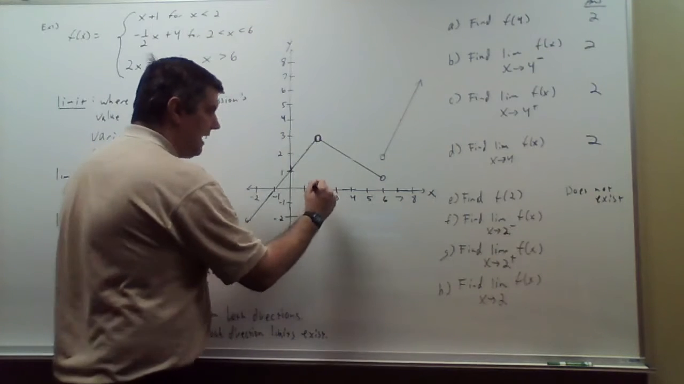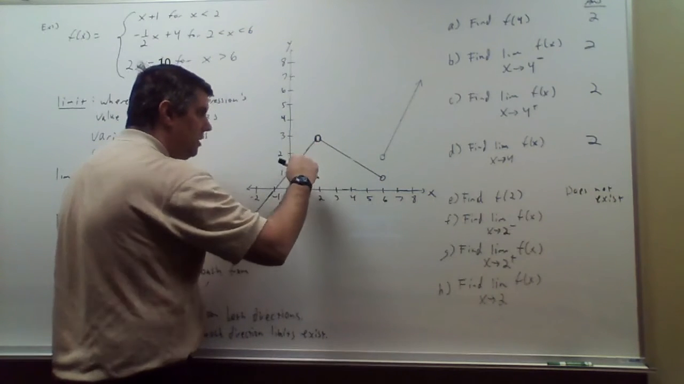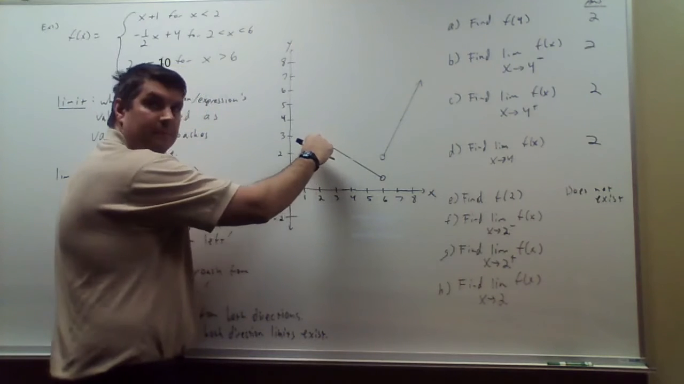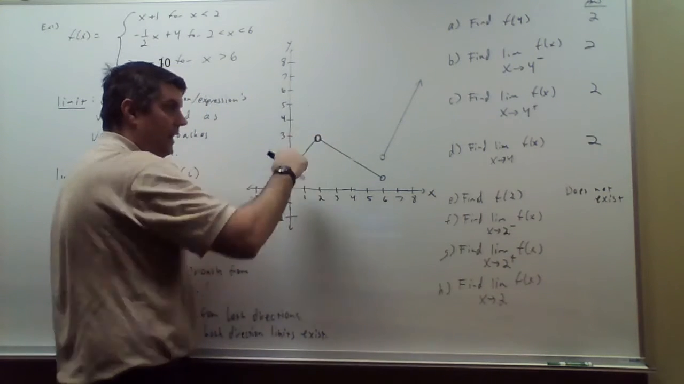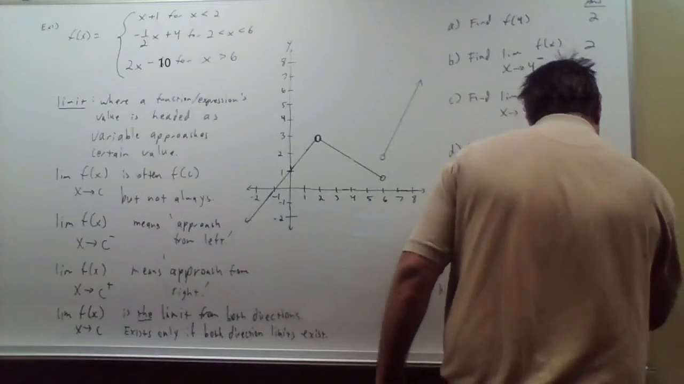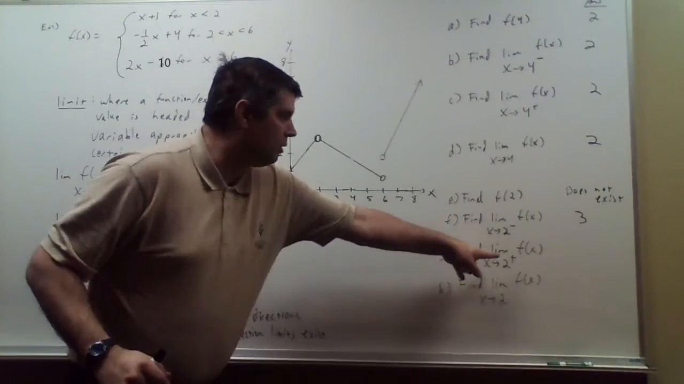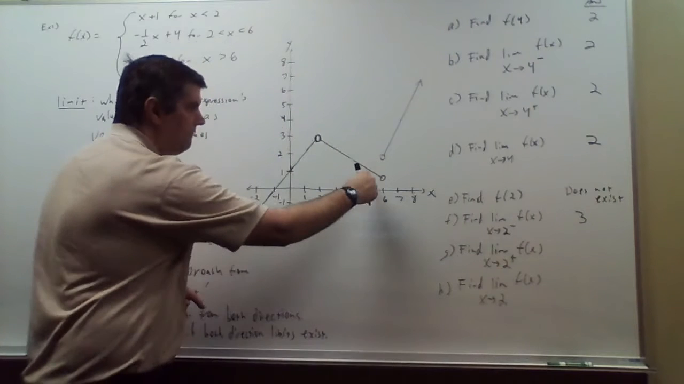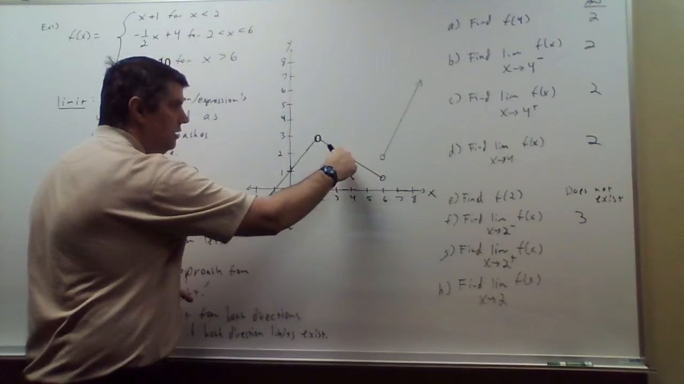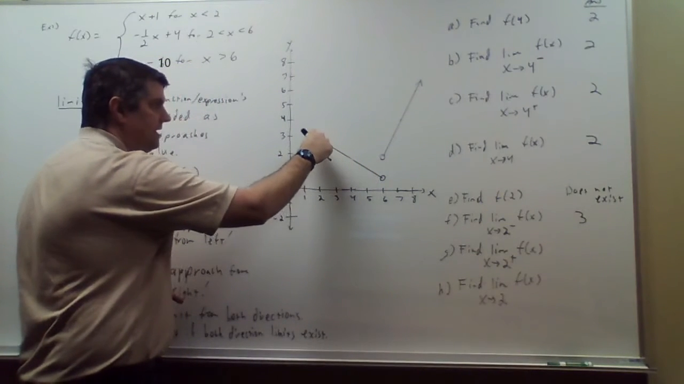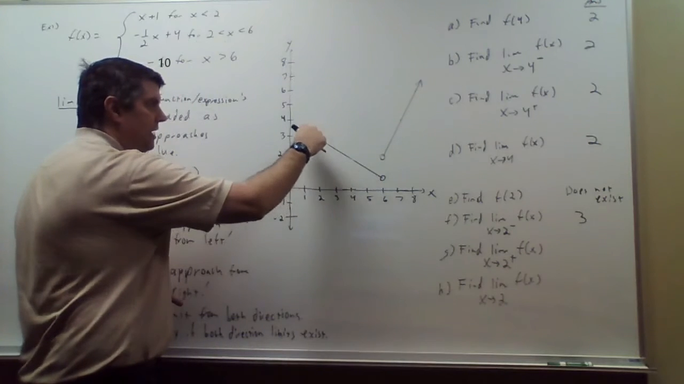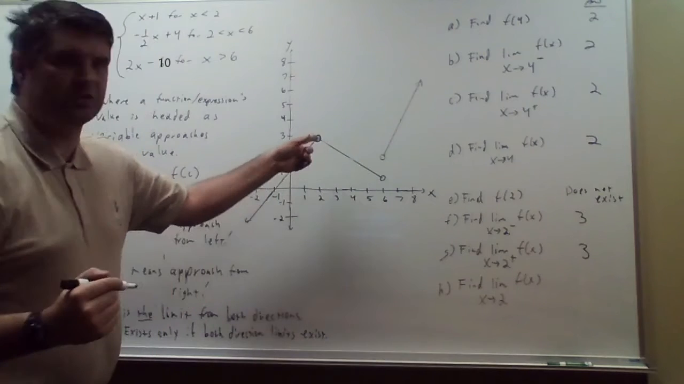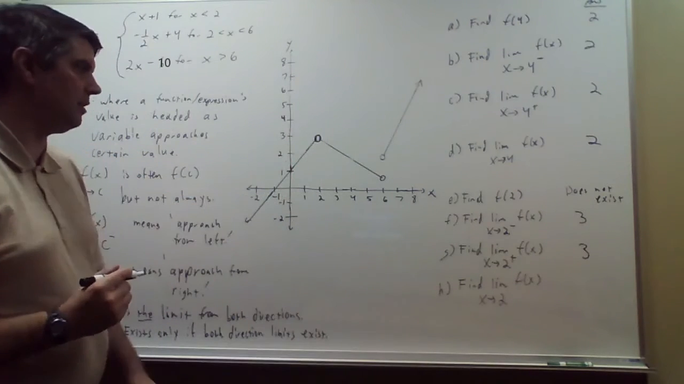Okay? The limit from the left. Well, I'm approaching x equals 2 from the left. So follow. Looks like it's headed to 3. Function value is headed to 3. Now we want to approach from the right. x equals 2 from the right. So I follow from the right. And once I get to x equals 2, the function value is headed towards 3. It never reaches 3, but that's where it's headed. That makes it the limit.